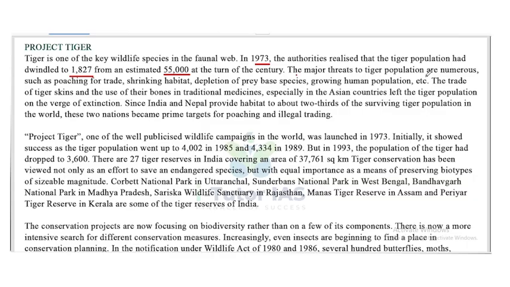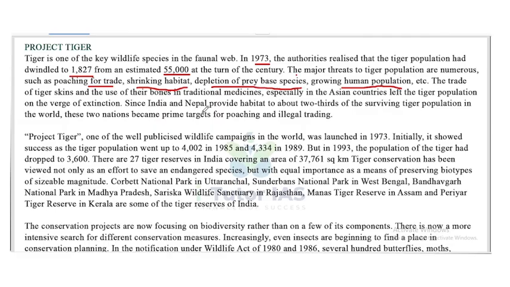The major threats to the tiger population are numerous, such as poaching for trade, shrinking habitat, depletion of prey-base species, and growing human population. So these are the major reasons for the declining tiger population. The trade of tiger skin and the use of their bones in traditional medicines, especially in Asian countries, left the tiger population on the verge of extinction. So these other factors may also cause the extinction of the tiger.